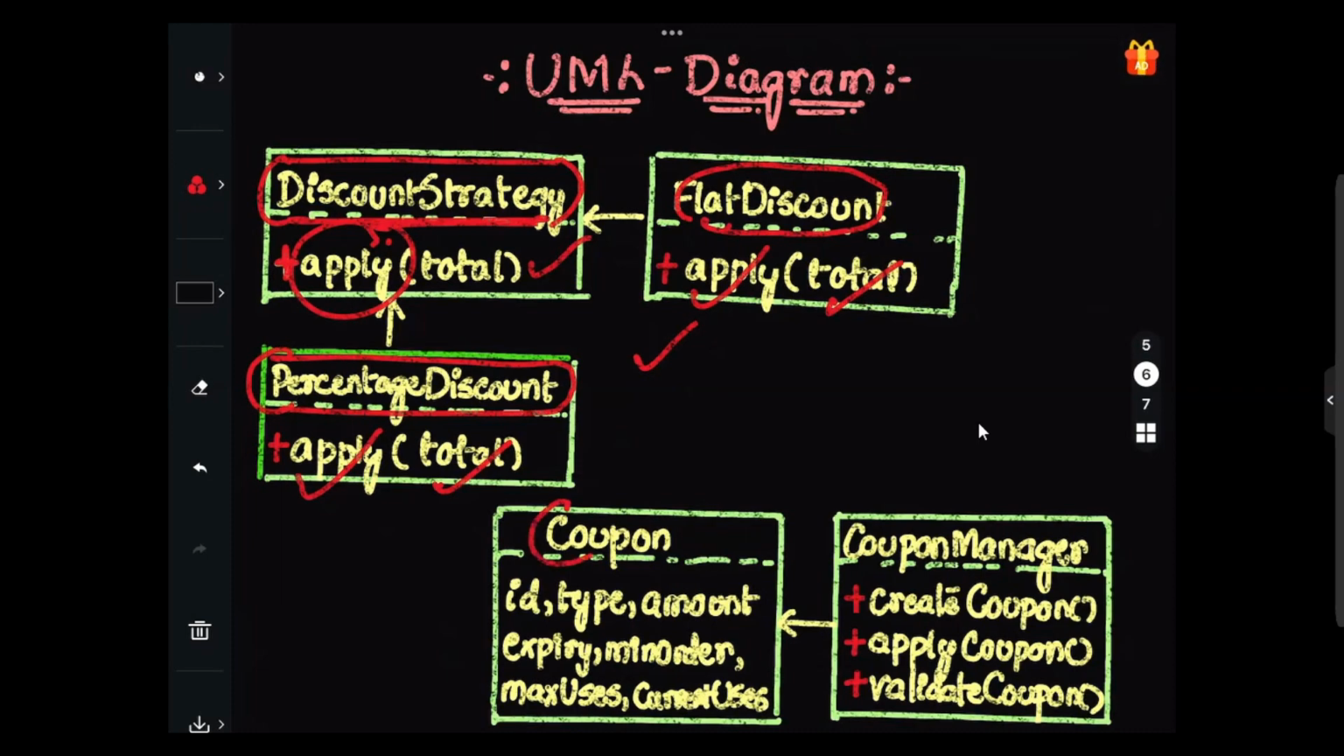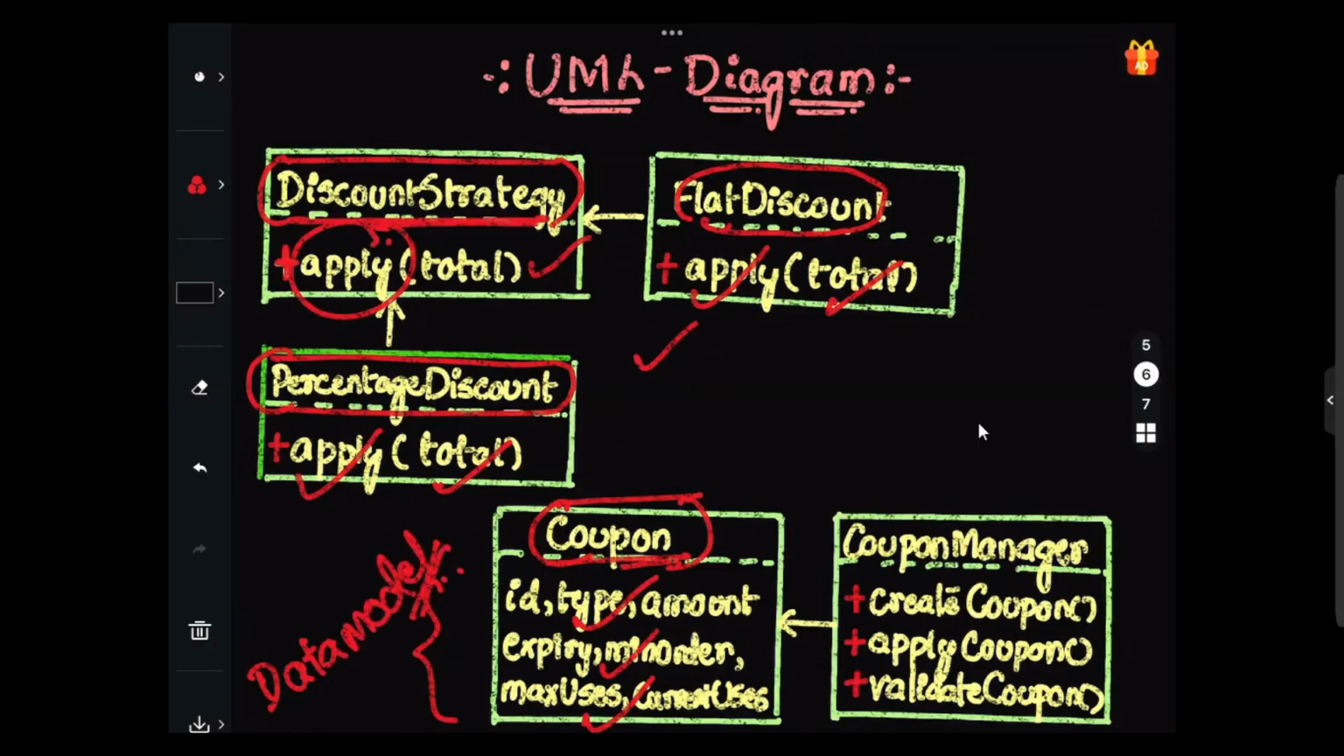Next, we are going with the coupon class, basically, which consists of these parameters: id, type, amount, expiry, min order, max uses, and the current uses. This one we have discussed within the data modeling part actually. Yeah, we have already discussed this one. The same thing we will be making use of.